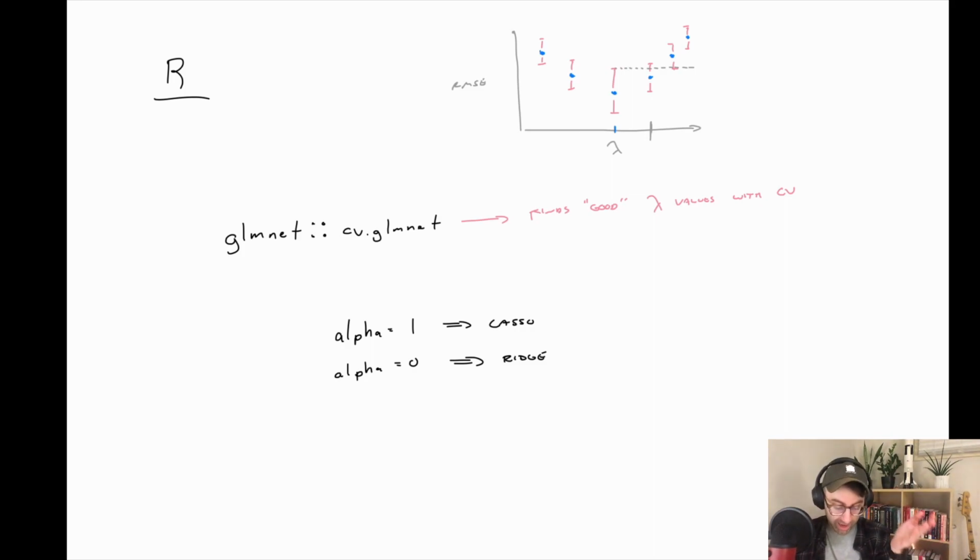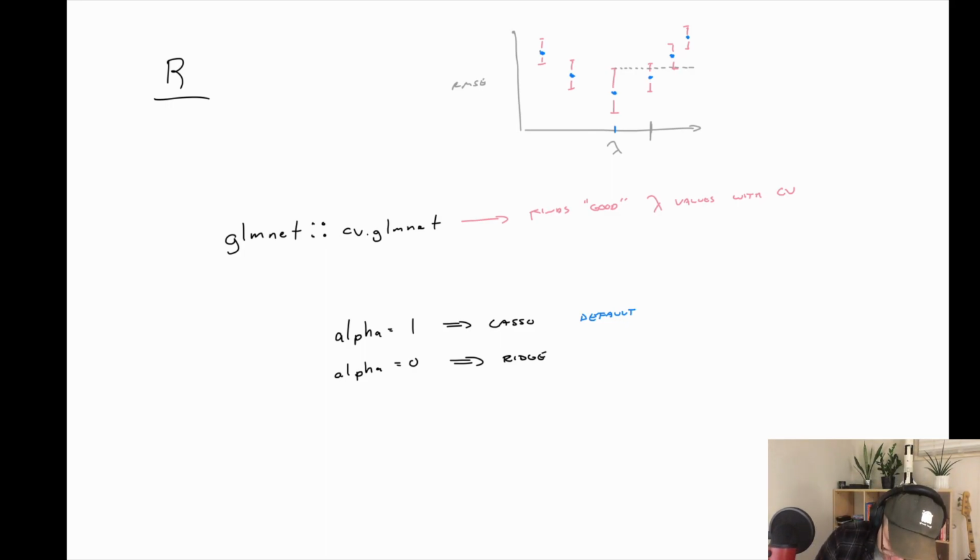The more important thing that I absolutely need to tell you is that this cv.glmnet function has a parameter called alpha. If you supply alpha of 1, you're doing lasso, which I do believe is the default. And if you use alpha equals 0, you're then doing ridge regression.